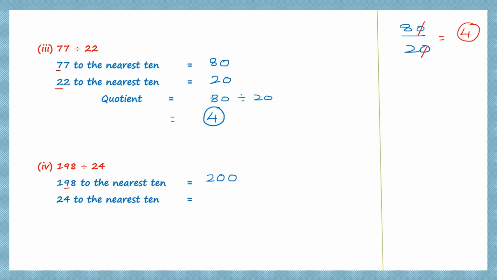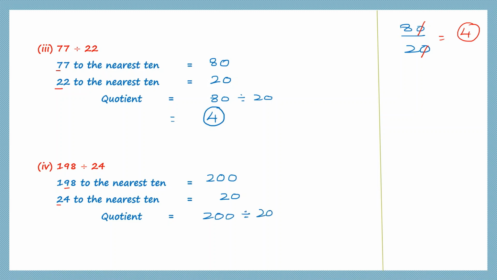24 to the nearest 10. In the tens place, I have 2. The digit to its right is less than 5, so 2 will remain as it is, followed by a 0. Now my quotient will be 200 divided by 20.